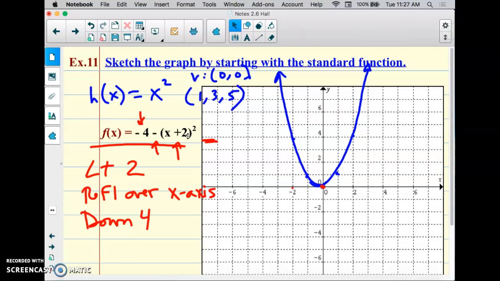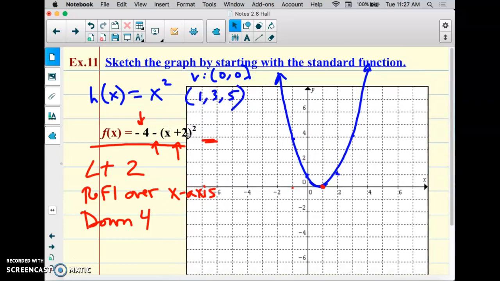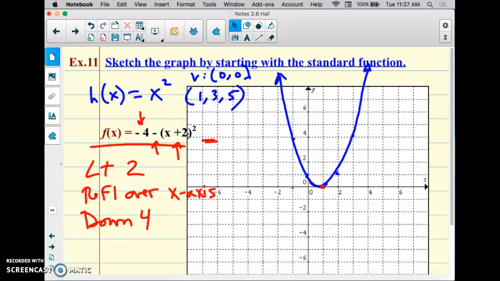So I'm going to take this parabola, move it left. Let me just group that together. Sorry about that. All the points get moved basically. So left 2, then reflects over the x-axis, which that point is, and then down 4. 1, 2, 3, 4. There's my new vertex. Let's move all the other points.